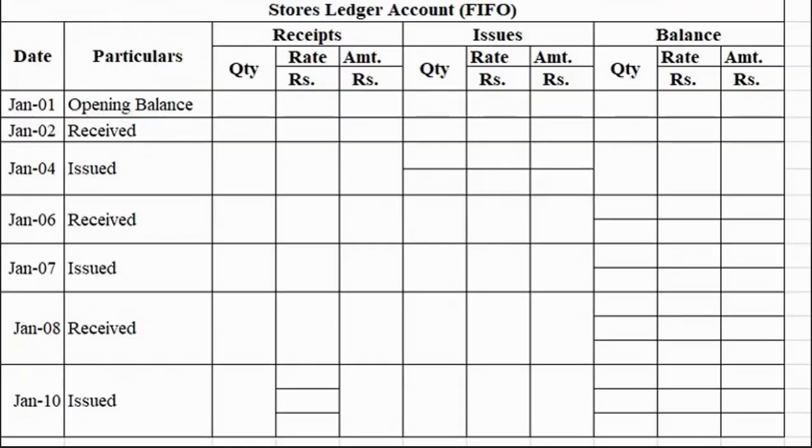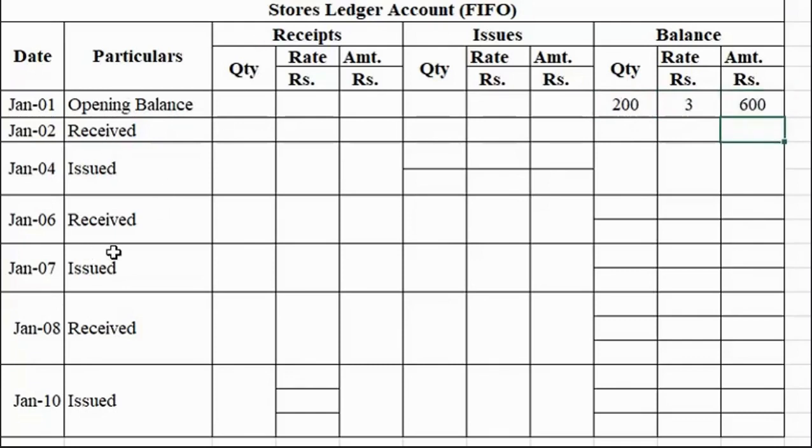When it comes to the solution, you have to make the format ready: date column, particulars, receipt, issue and balance. Since we are following the FIFO method, we will write the heading as stores ledger under FIFO method, that is first in and first out. On January 1st, you have the opening balance of how many units? 200 units at 3 rupees per unit, which is worth 600 rupees.